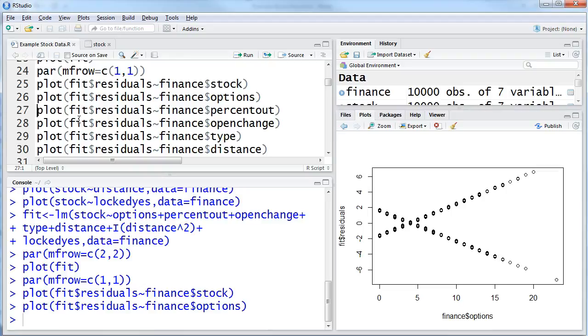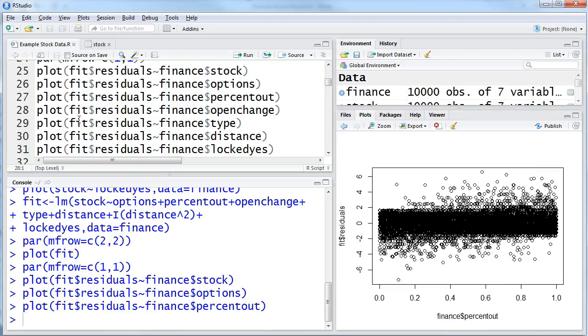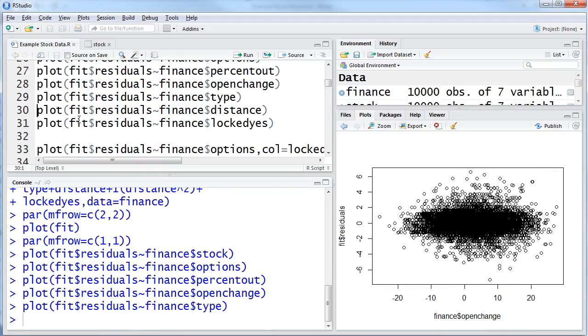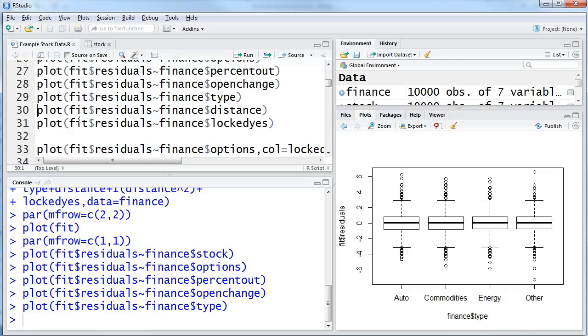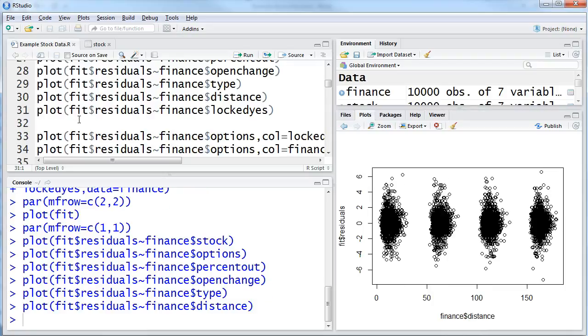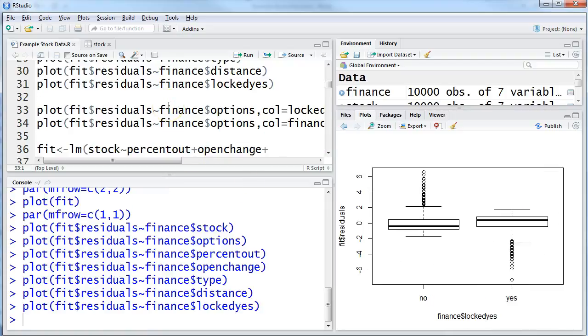Whoa! Yeah, definitely something going on there. But percent out looks good. Open change looks good. Type now is all evened out, which was not what we saw before, and so that's good. And distance. It used to have this big quadratic. It's not. It's all leveled out. And locked. Okay, locked we see a difference. The no's tend to be up here, and the yeses tend to be down there.